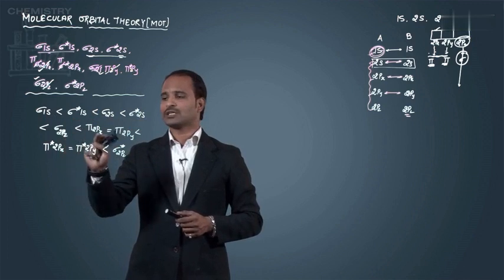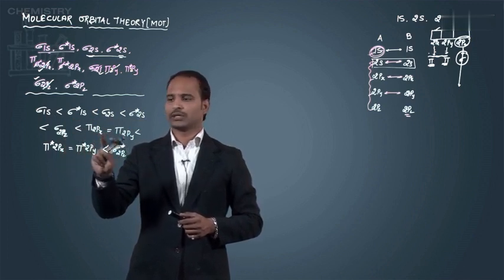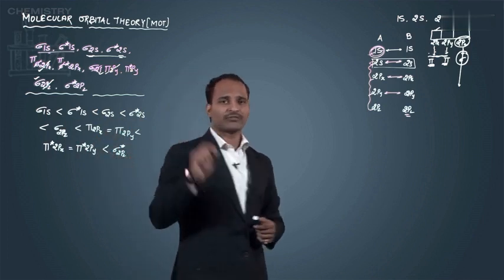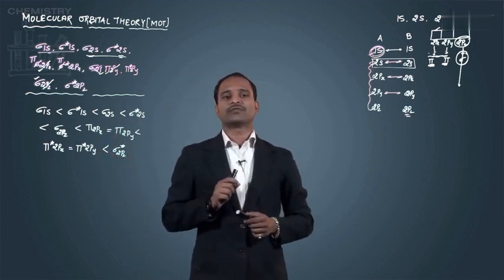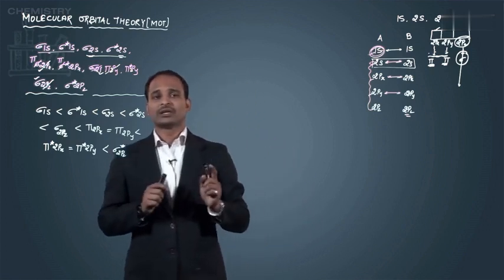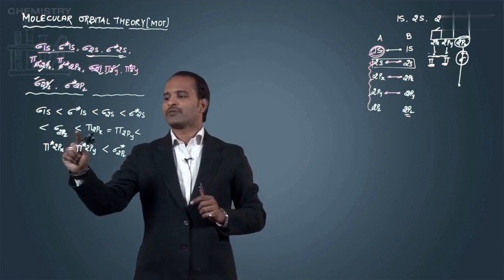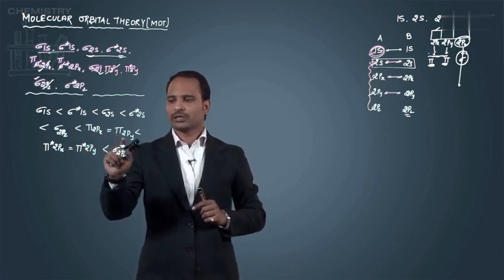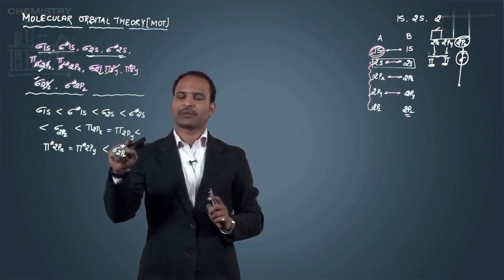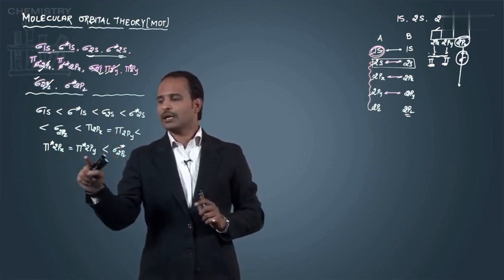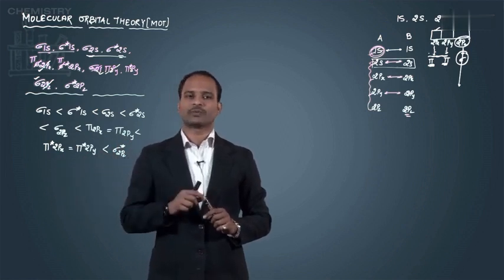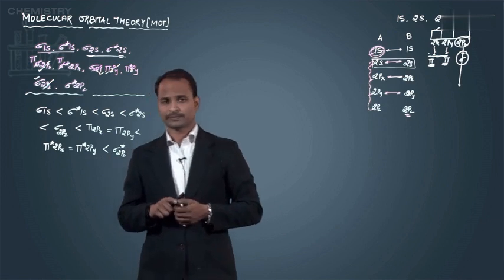After filling sigma 2pz, when the electron comes to these two orbitals, both have the same energy. And if both have the same energy, then we follow Hund's rule, according to which if there is a degenerate orbital, that is, orbitals having the same energy, then electrons first fill singly and then pairing takes place. So the electron first fills both of them singly, and then pairing takes place. The same thing happens here also. First they fill singly and then pairing, and after filling all, sigma star 2pz will be filled.